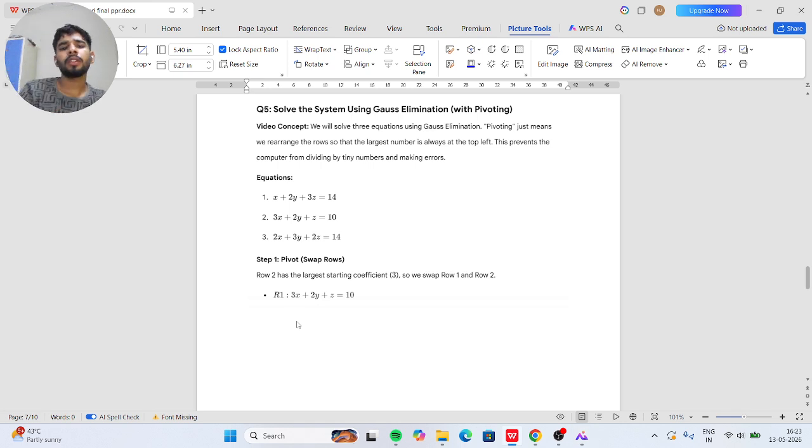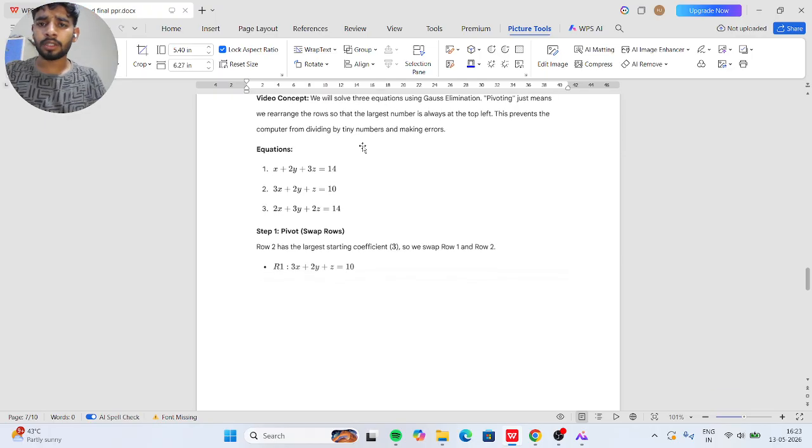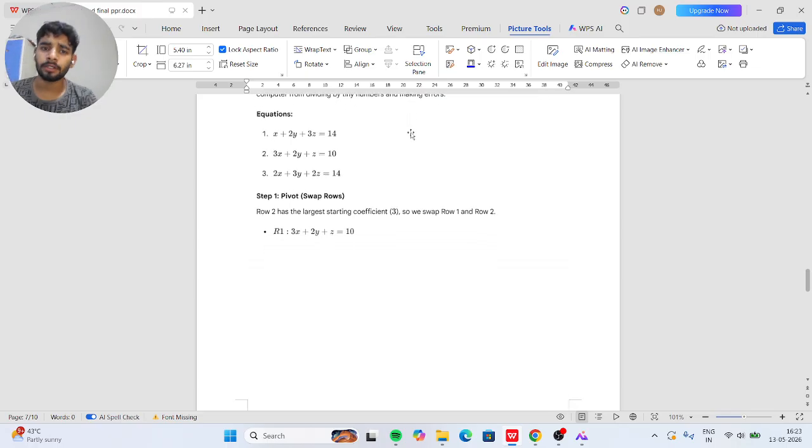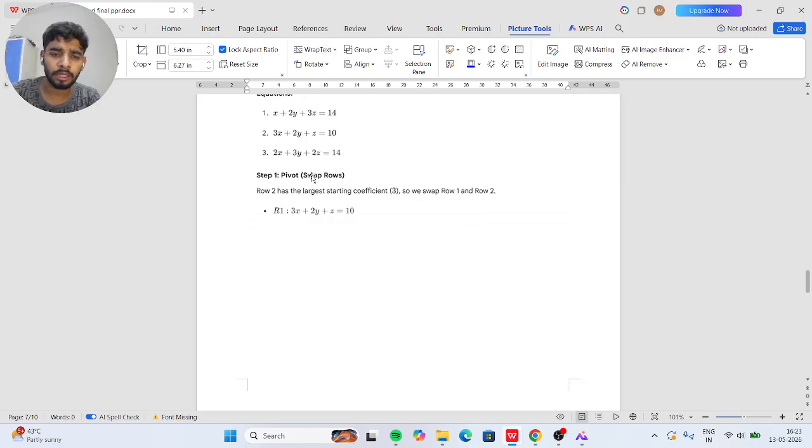So here we have chosen Gauss elimination with pivoting. We will solve the three equations using Gauss elimination with pivoting. This means we rearrange the rows so that the largest number is always at the top left, which prevents the computer from dividing by tiny numbers and making errors. Now, the three equations given to us are these. In step one, we will swap the rows. As you all know, whichever row has the larger first element can be the first row. So we will swap rows 2 and 1.